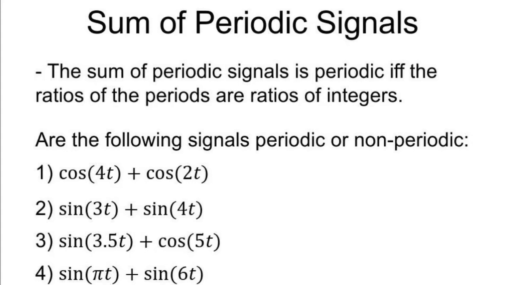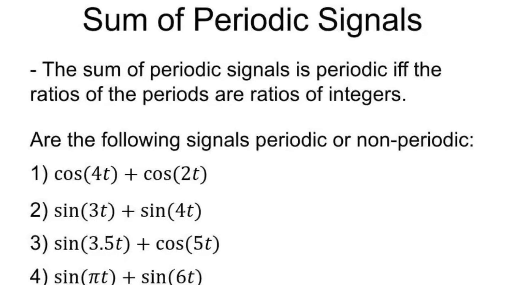T1 by T2. If the ratio is a rational number, that is T1 by T2 is equal to P by Q, where P and Q are integers, then the sum of these two signals will become periodic. Otherwise it is not periodic.